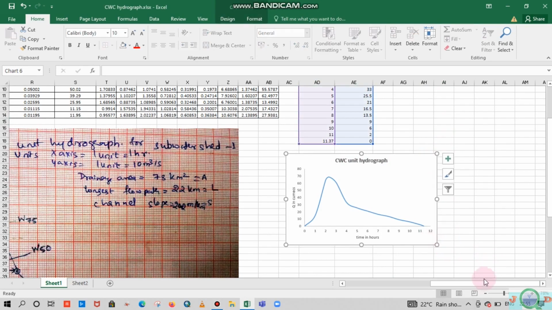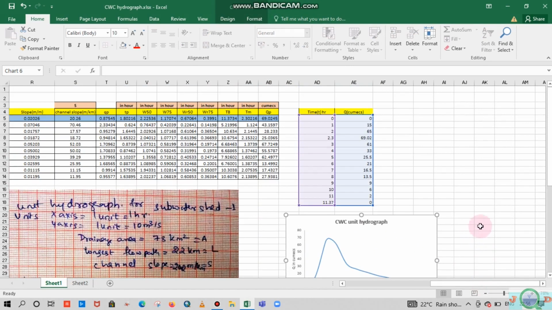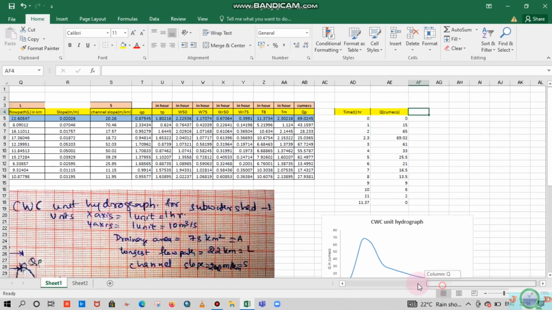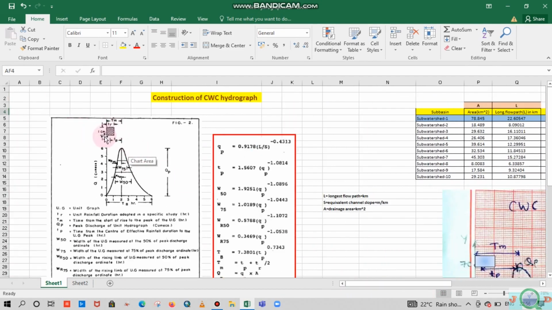Now I want to create the dimensionless hydrograph. So the dimensionless hydrograph is nothing but the variation of the time ordinate with respect to TP, that is the time to peak, measured from the center of the rainfall axis till the time of the peak. So here you can see this TP, it is from the center of the rainfall axis till the peak of the ordinate. So this is TP.